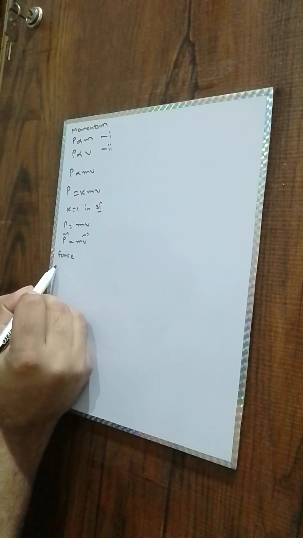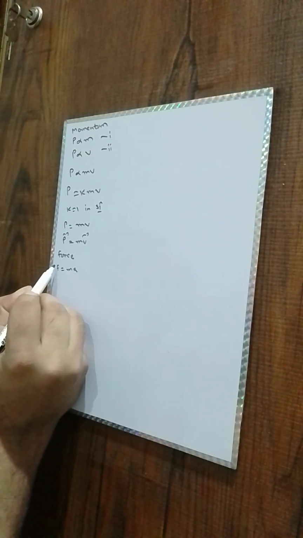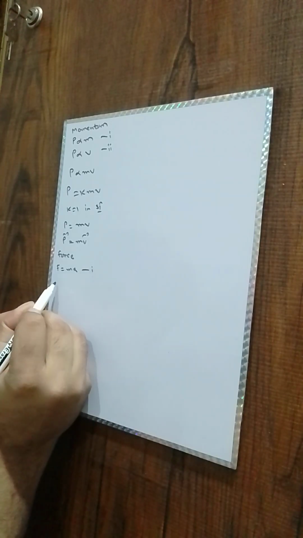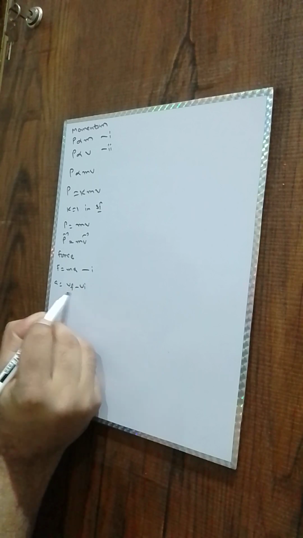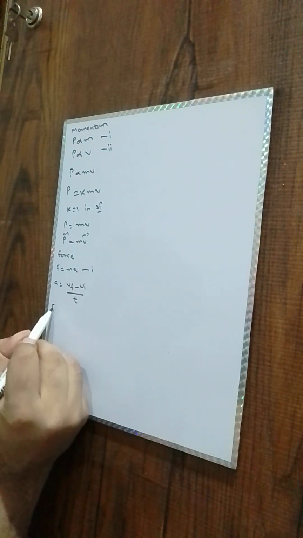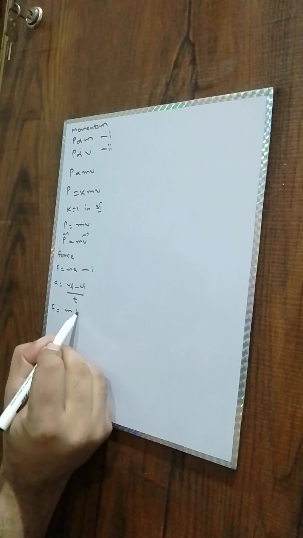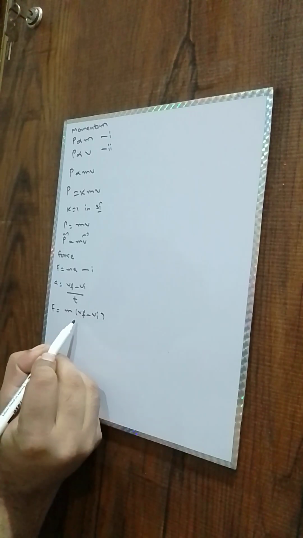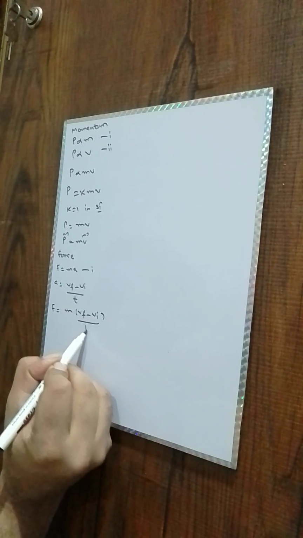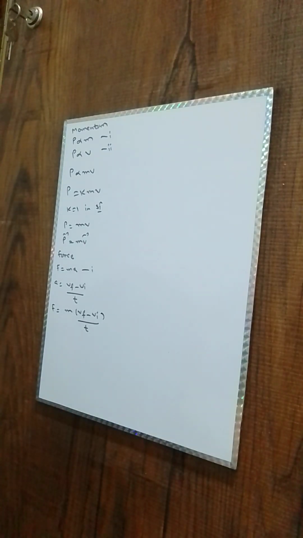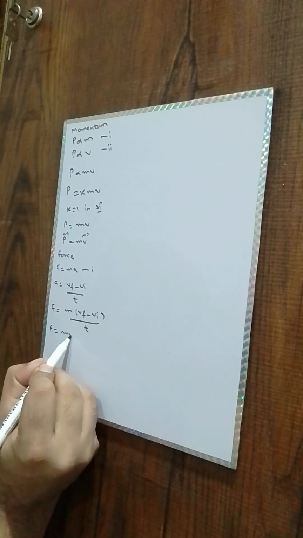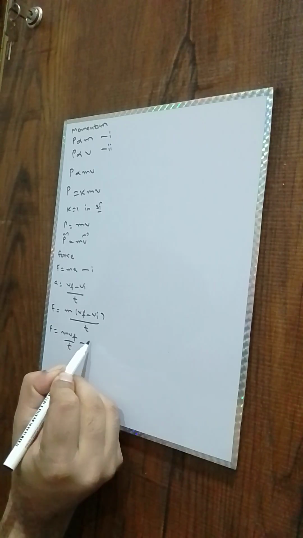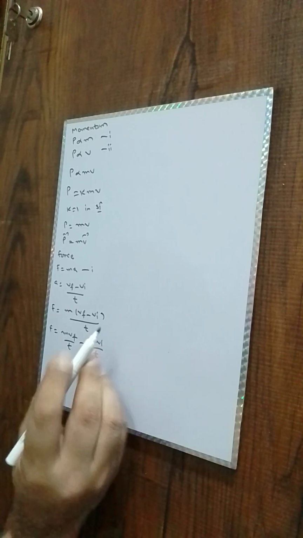And force in terms of momentum, as we know that F is equal to ma, and we know that acceleration is equal to vf minus vi by t. So F is equal to m times vf minus vi by t. F is equal to mvf by t minus mvi by t.